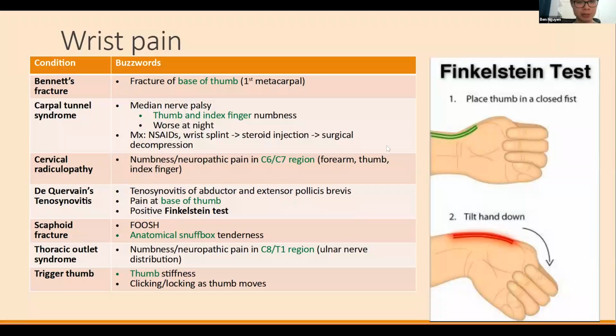Yeah, sort of just going through what I was talking about before. And then I guess the other one we haven't talked about is de Quervain's tenosynovitis. So there's a few buzzwords for this one. The main one is the positive Finkelstein test. So as you can see, that sort of test there. If that elicits pain, then they probably have tenosynovitis in that sort of tendon. Cool.